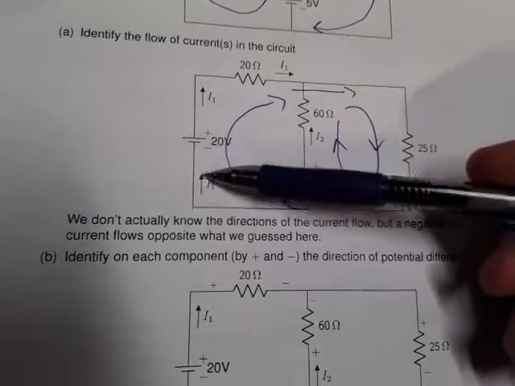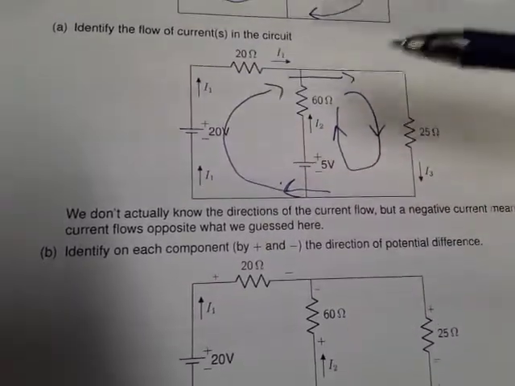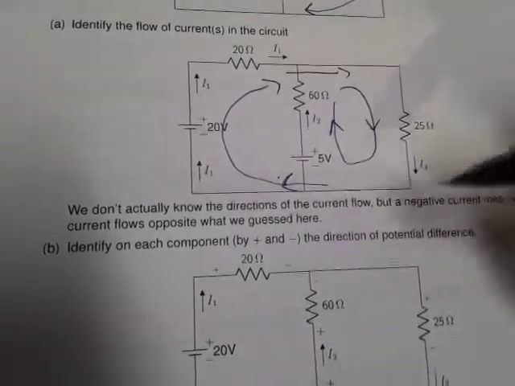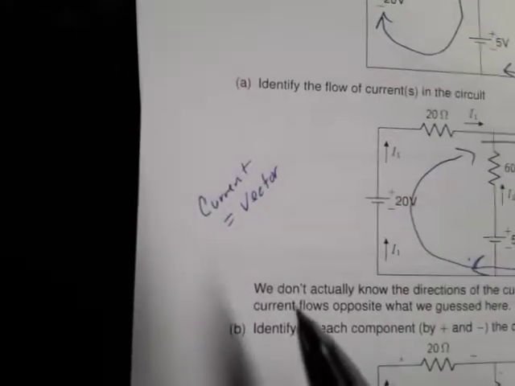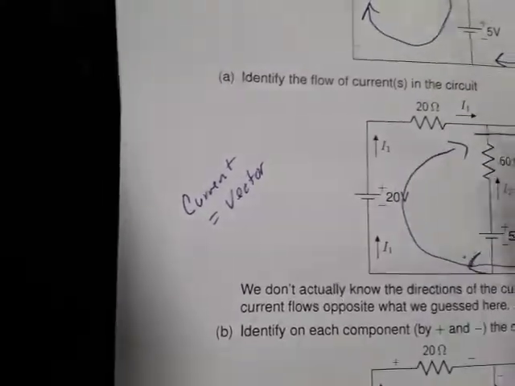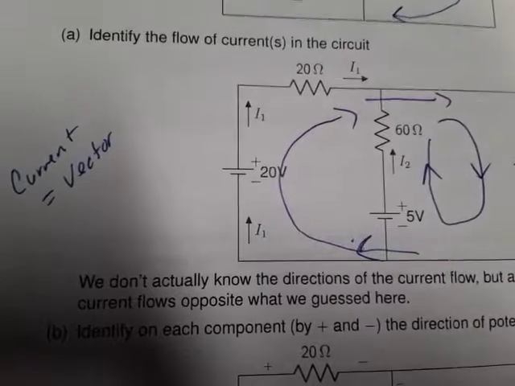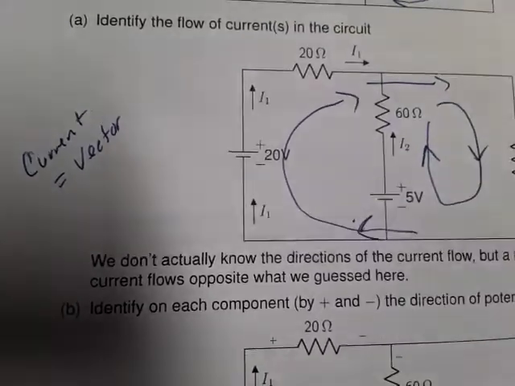And the idea is that if we think the current flows up this way, and then we get a negative number, then it means it flows the opposite direction. This is the very weird thing. Current has a number, and it has a direction. It's a vector, and we drew little arrows to state that it's a vector. And if we get a negative number, it points in the other direction.